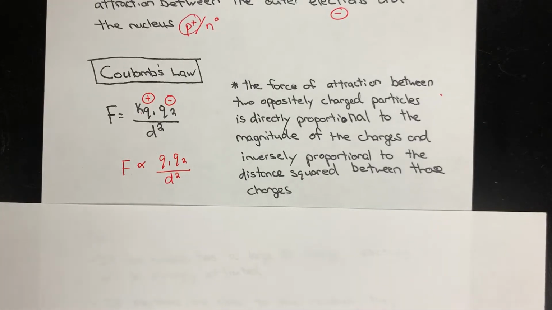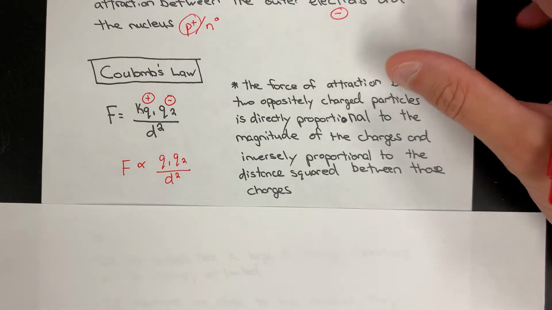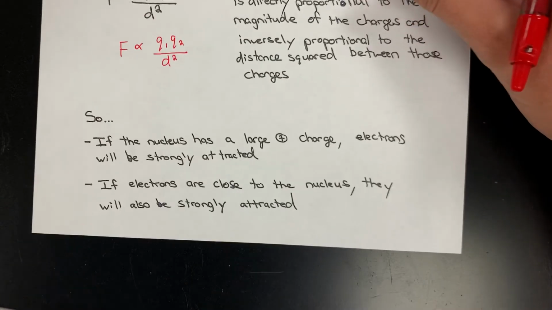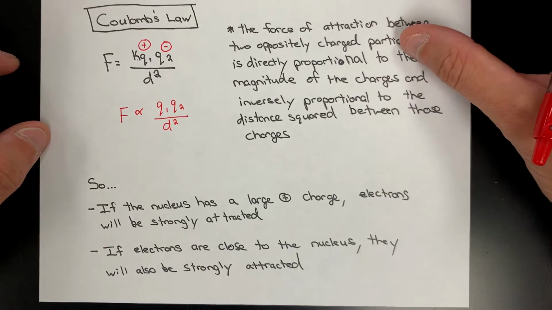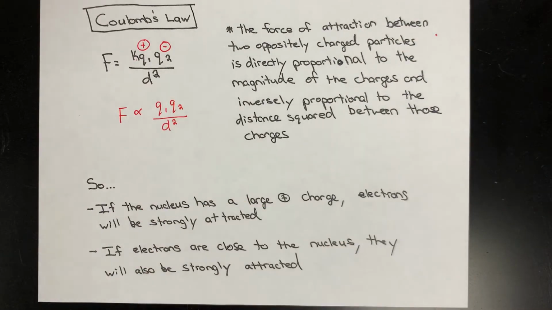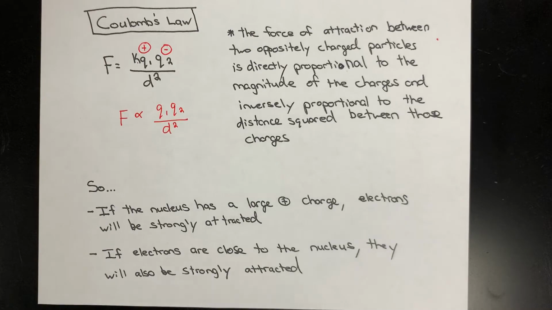So to break this down a little bit, I think this is going to make a lot of sense to you all. If the nucleus has a really large positive charge, if the magnitude of Q1 is really high, then obviously that numerator is going to have a large value, which results in the force being quite large, which is to say the force of attraction is large, and so electrons will be strongly attracted. That's what we are talking about right now, how well electrons are being held onto by the nucleus, given that electrons are negative and that nucleus is positive.